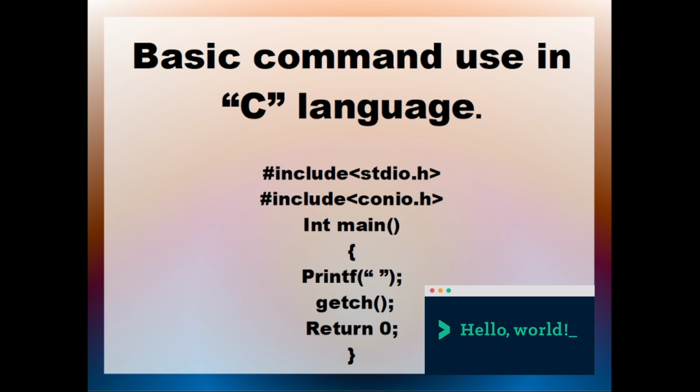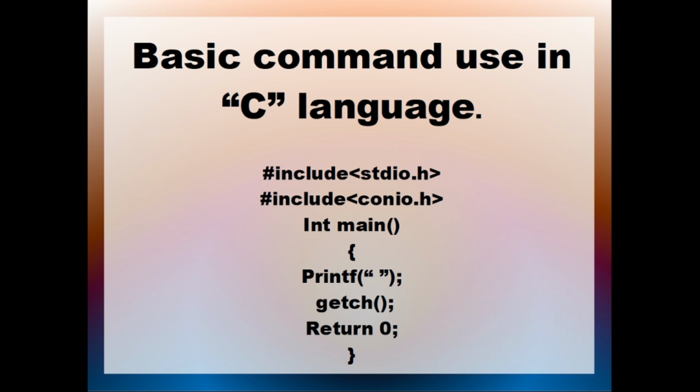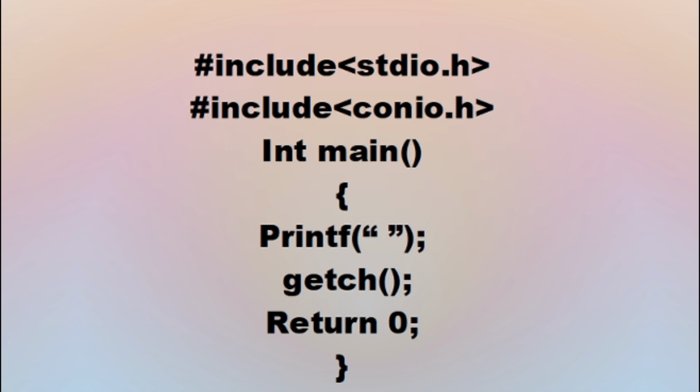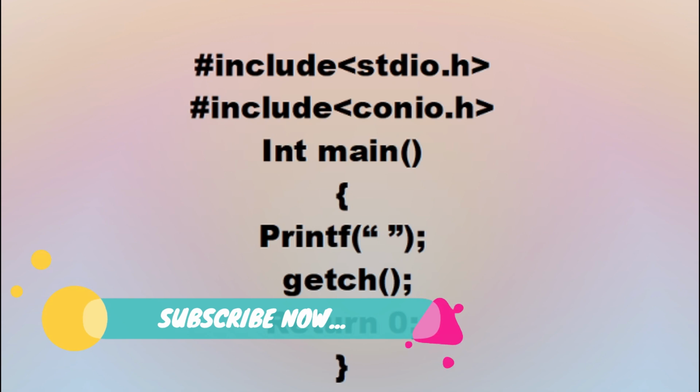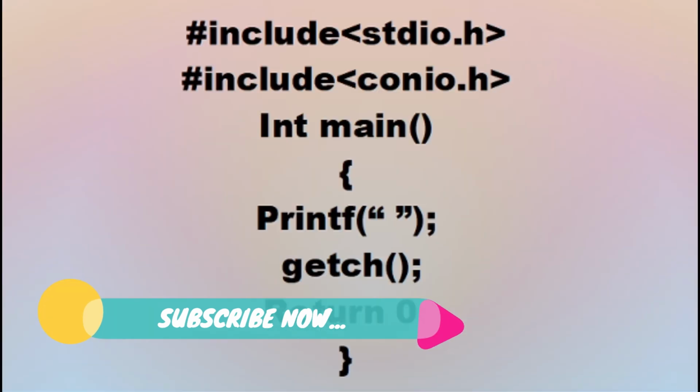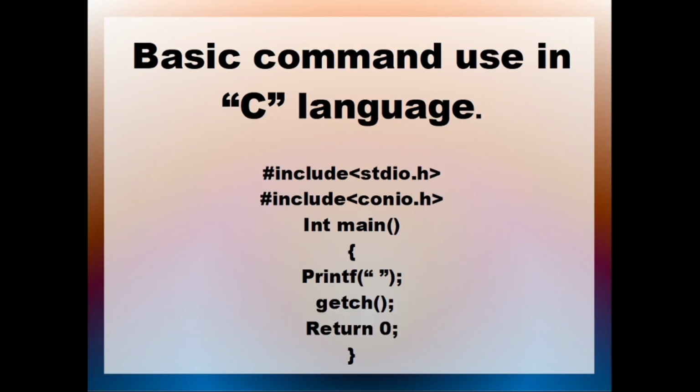You can check it also. This link is in the description. First is #include stdio.h. This is a preprocessor command that includes standard input-output header files from the C library before compiling a C program. Second one is #include conio.h. This is also a preprocessor command and it stands for console input-output.